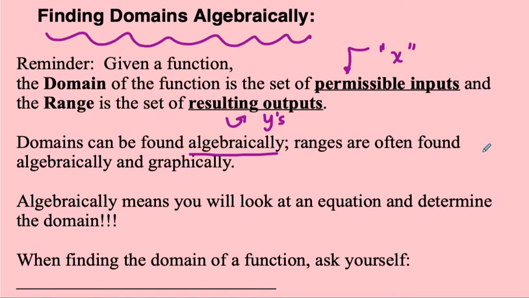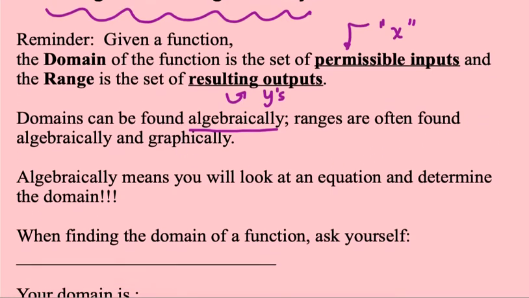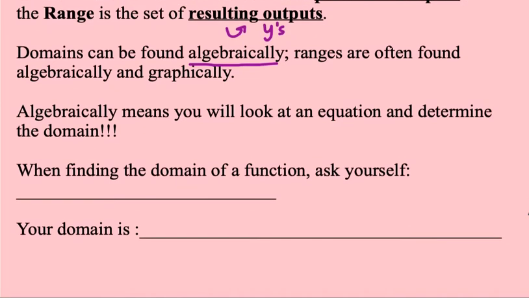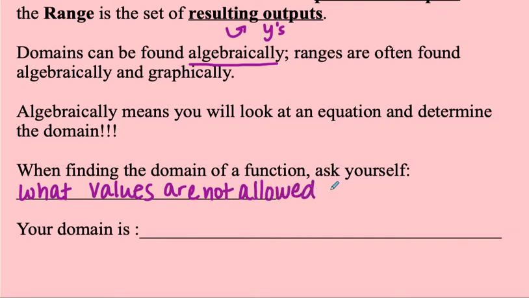Algebraically just means we're going to look at a function equation and determine the domain. So when finding the domain of a function, just ask yourself, what values are not allowed? Meaning they would make the equation either undefined or something that we can't graph. If you find the values that are not allowed, your domain is everything else. And I'm going to show you what I mean.